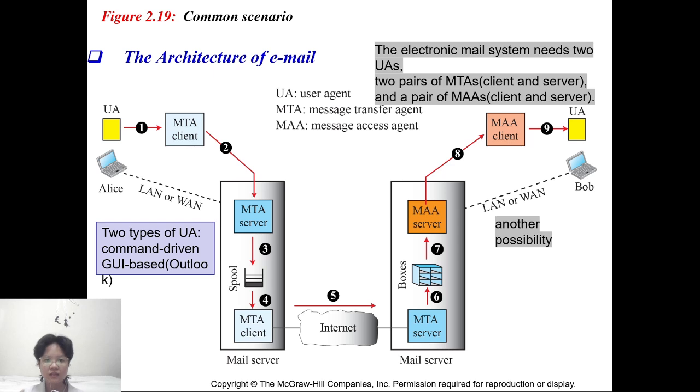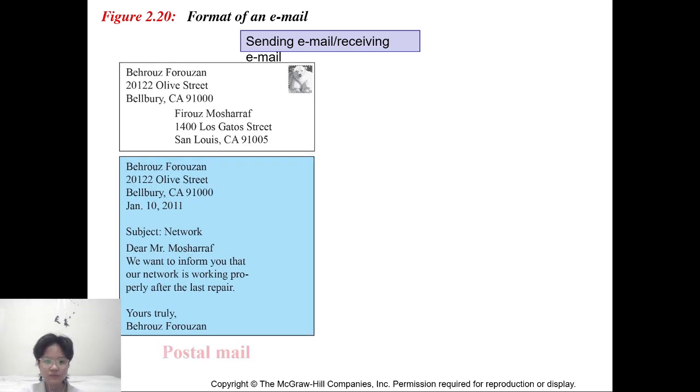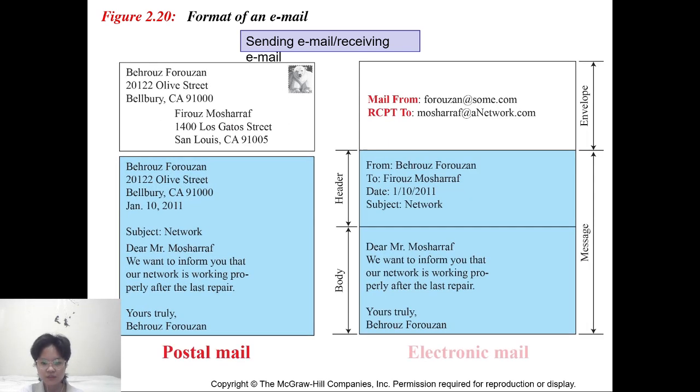This is the architecture of email: the format of an email, sending and receiving. You can see each type, each side. The left side is postal mail and the right side is electronic mail. For postal mail, we have details different from electronic mail.